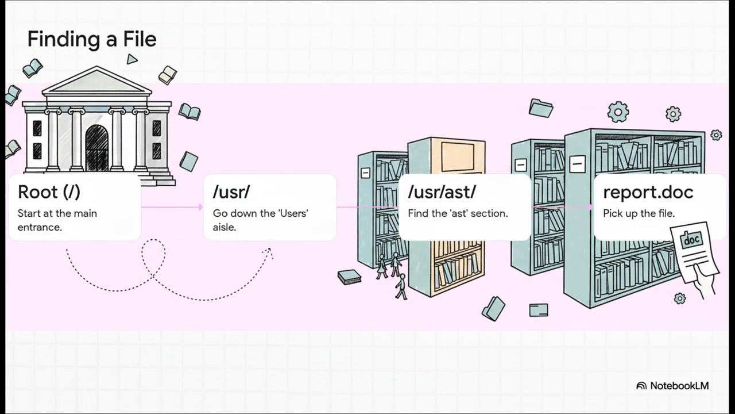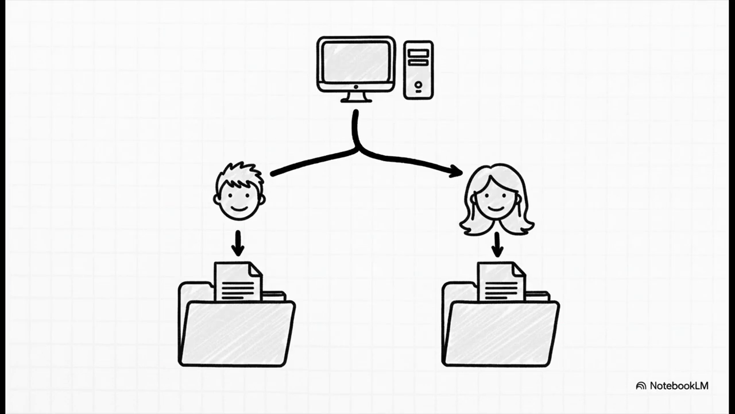This tree-like structure means every single file gets its own unique address, or what we call a path. Finding a file is just like following directions through the library. You start at the main entrance, which is the root directory. You head down the users aisle, find the Ask section, and boom, right there is your document. Simple as that. So, why is this so important?